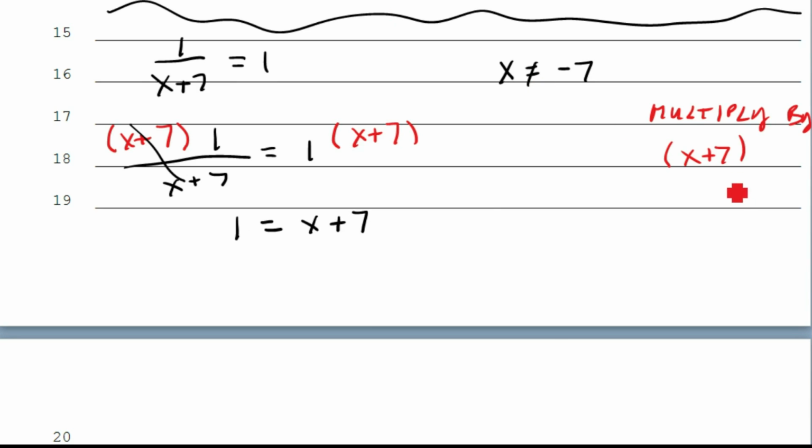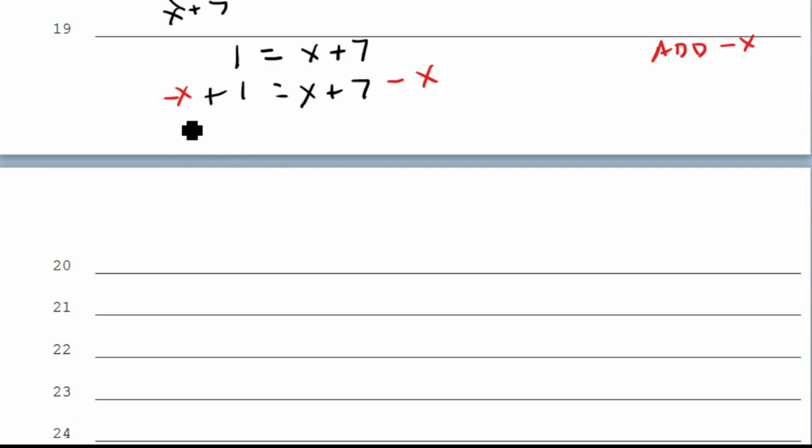And as always, I like to move my x's all to the left side. So add a minus x to both sides. And the rest of it stays the same. Plus 1 equals x plus 7. You have a minus x plus 1 equals x plus the minus x is 0, and you're left with 7 here.